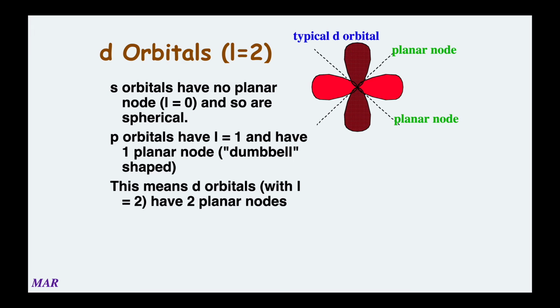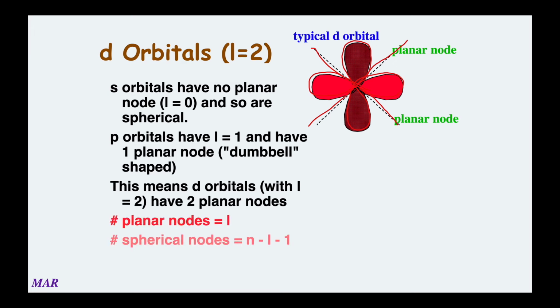And what most of these look like are like 2 big p orbitals. Like the darker purple one there, that's like 1 p, and the other kind of lighter red one, that's the second p. And you can have literally 2 sheets of glass, 2 planar nodes, kind of bisecting them like that. So most of the d orbitals look kind of like 2 figure 8s, 2 of the p orbitals squished together, but they will have 2 planar nodes one way or the other. Remember, planar nodes equal L, and spherical nodes n minus L minus 1.